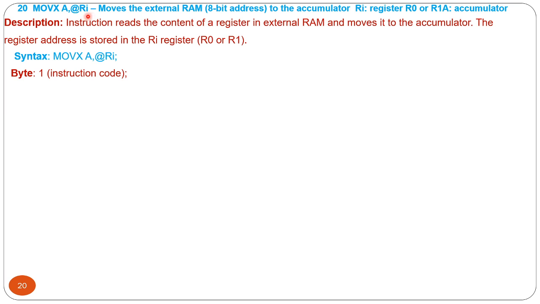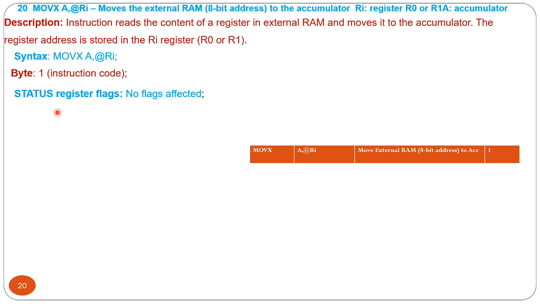MOVX A, @Ri. Move the external random access memory 8 bit to the accumulator. Ri may be R0 or R1 and A is accumulator. This instruction reads the content of the register in the external random access memory and moves it to the accumulator. The register address is stored in the Ri register, means R0 or R1. Having syntax MOVX A, @Ri, 1 byte instruction, and the flags are not affected.